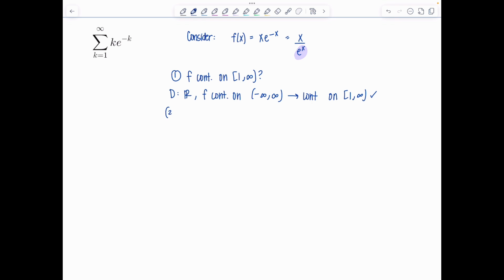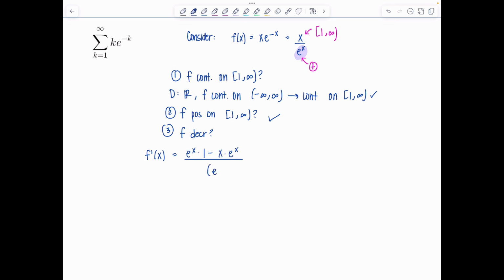Done. 2, is f positive on 1 to infinity? Well, e to the x, that's always positive. And then x will be positive so long as you're on the interval from 1 to infinity. So yeah, we could just go ahead and put a check mark. The last thing I want to check is f decreasing. So again, we need to take the derivative. Here we go. Quotient rule time. Low d high minus high d low over low low.